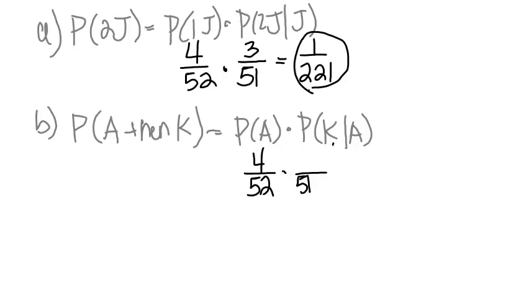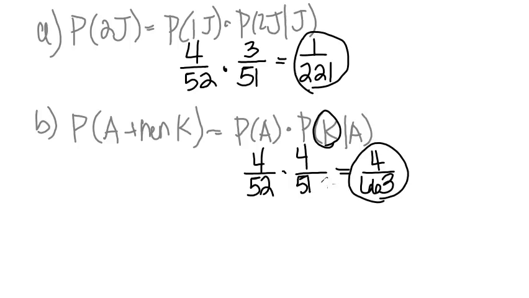But how many kings do I have? I still have 4 kings. I didn't change the number of kings, but I did change the number of total cards I had. So keep that also in mind. So this is going to give me a number that simplifies to 4 over 663.